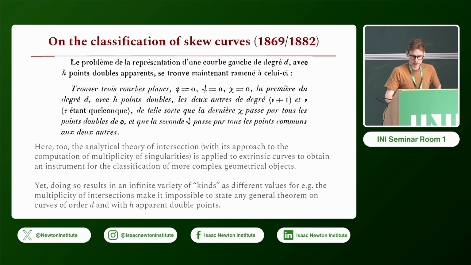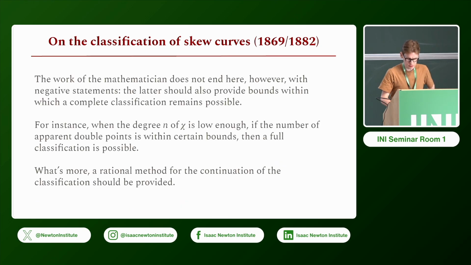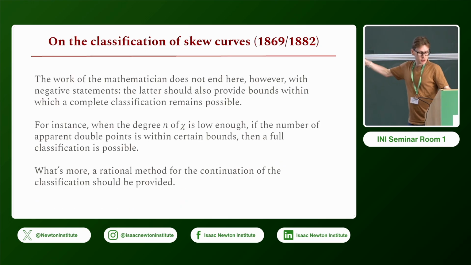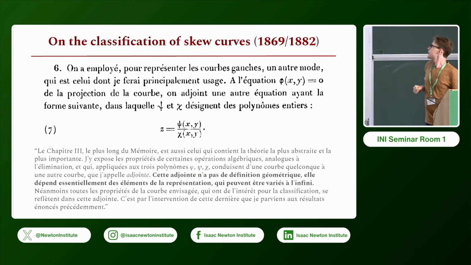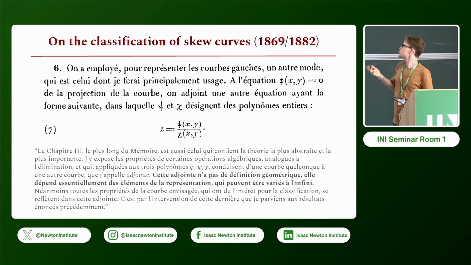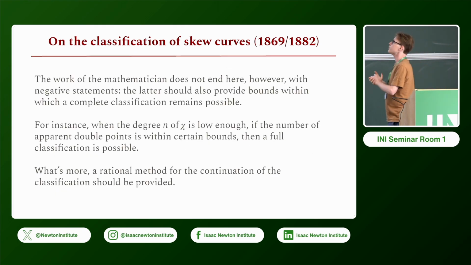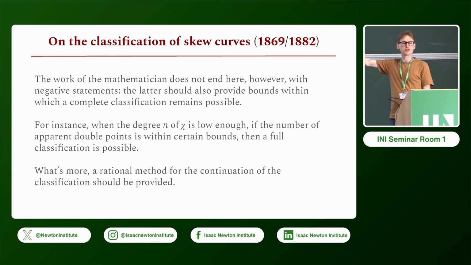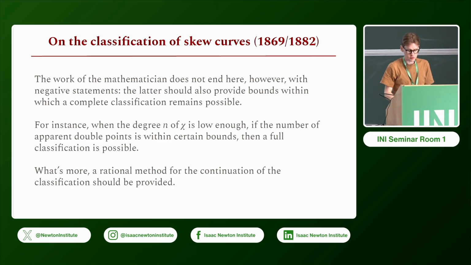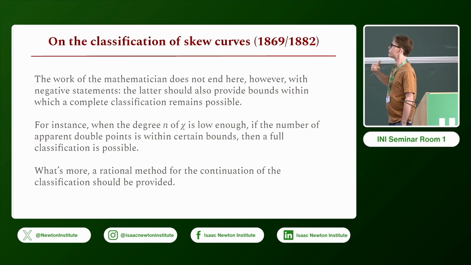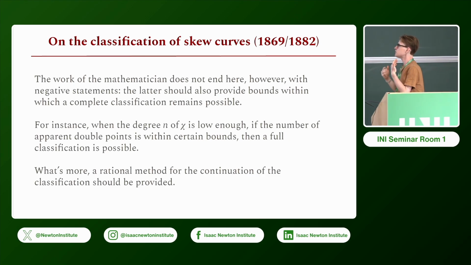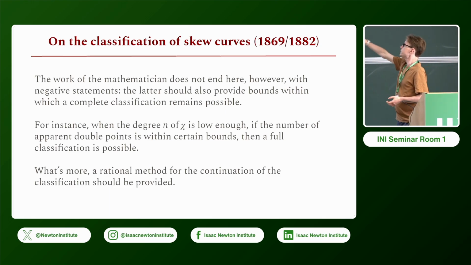And for instance, he goes on to explain. Sorry, yeah. So here, when the degree n of xi, so xi is the denominator here, he's able to show that when this polynomial xi is of sufficiently low degree, then we can still provide a full classification of the curves of a certain degree and with a certain number of apparent double points. And not only that, but in fact he's able to provide a rational method for the continuation of the classification when this degree is within certain bounds.